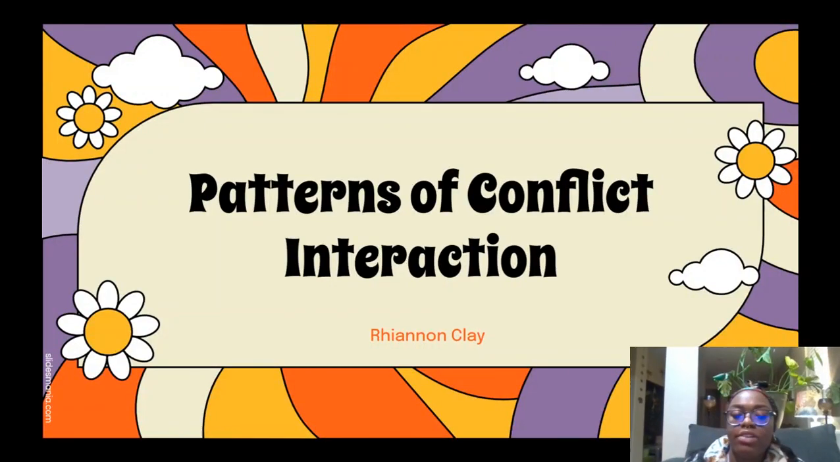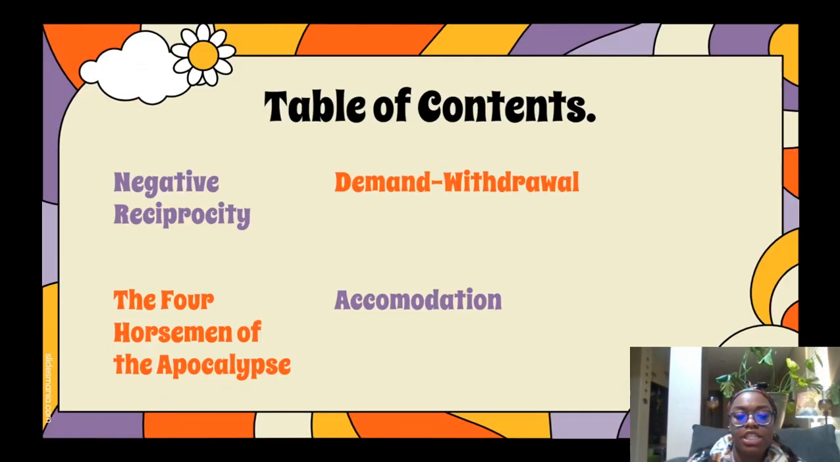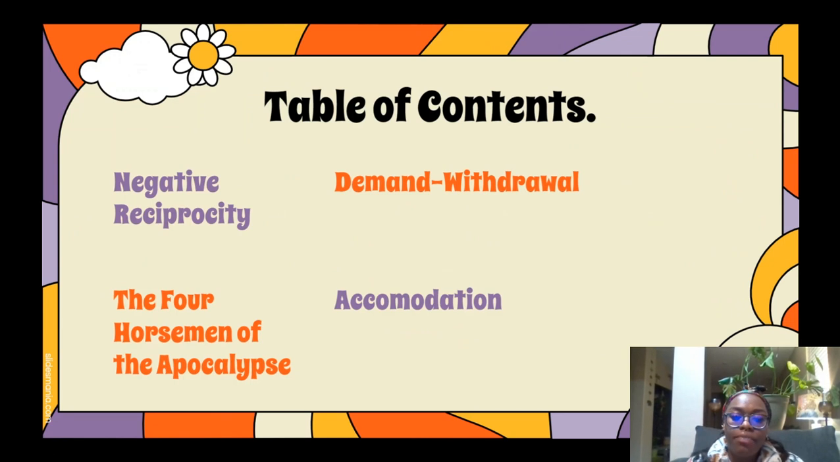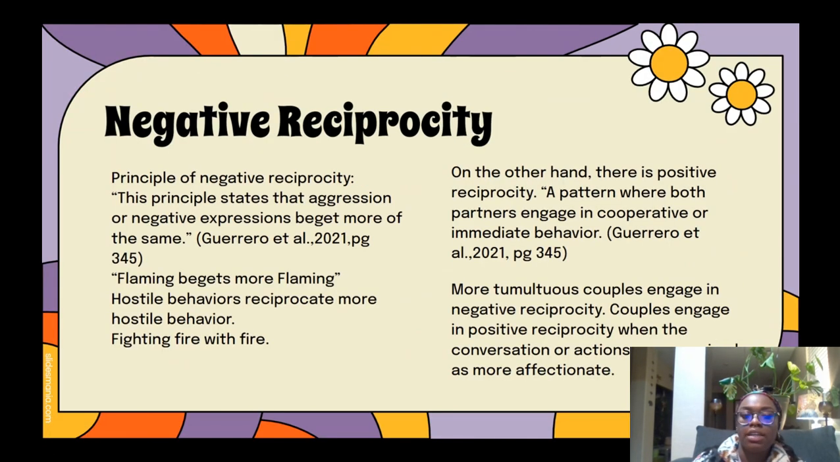It's Rhiannon Clay, and today I'm going to be going over patterns of conflict interaction. First, to go over what we're going to be looking at: negative reciprocity, demand withdrawal, the four horsemen of the apocalypse, and then accommodation.